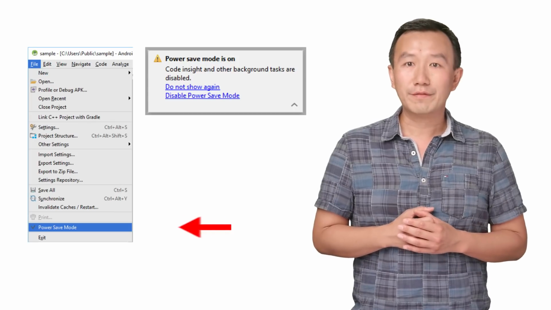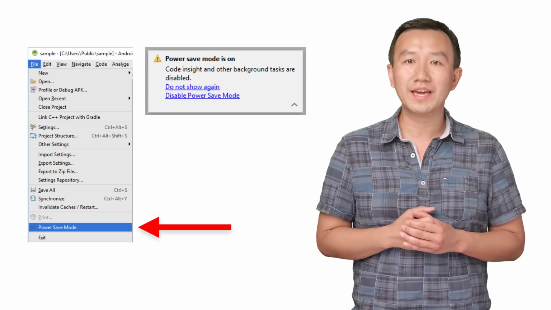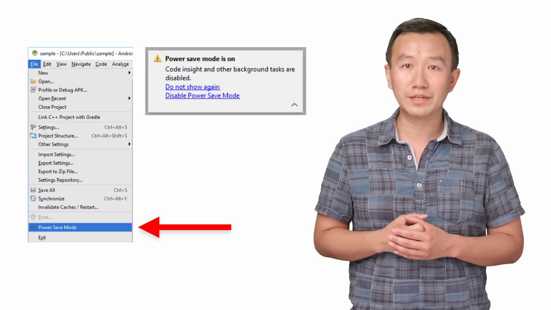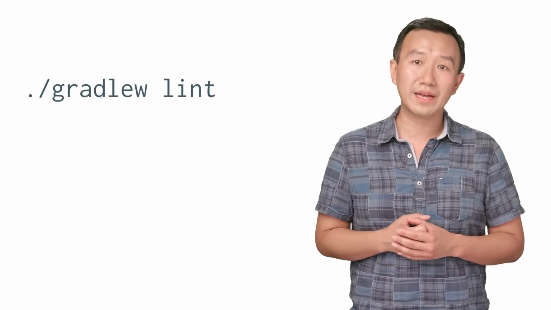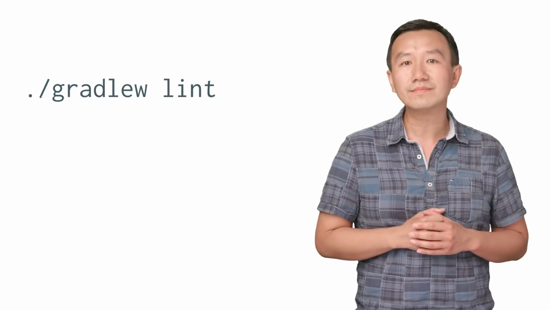Android Studio provides a power save mode. When turned on, it will disable a number of background operations that perform lint checks, code completions, and so on. There will be a point in time when you want to execute any disabled operations manually. Take lint checks, for example. You can manually run them through the command line, as shown here.